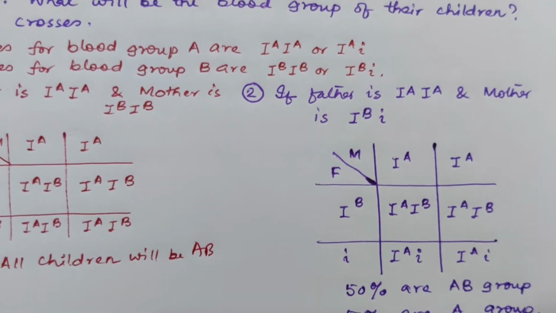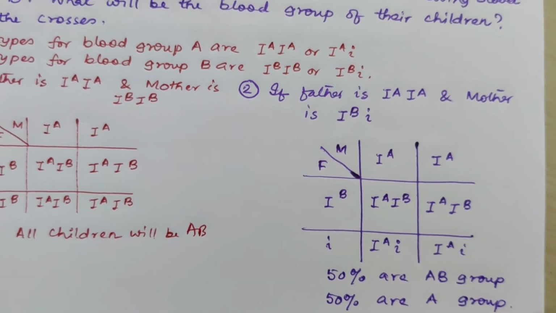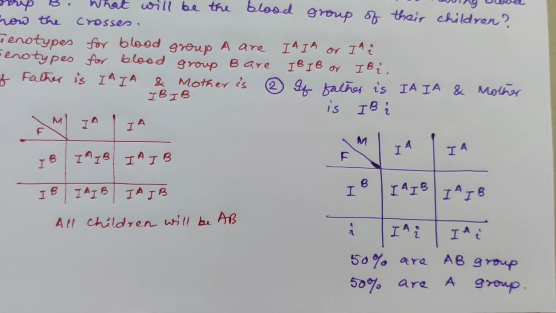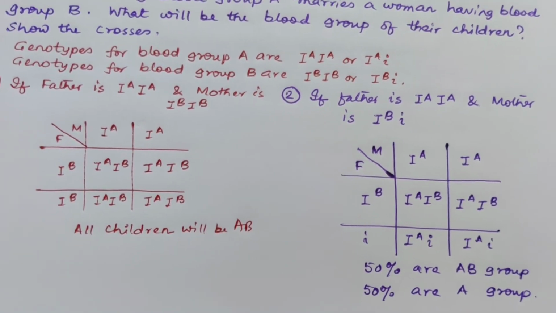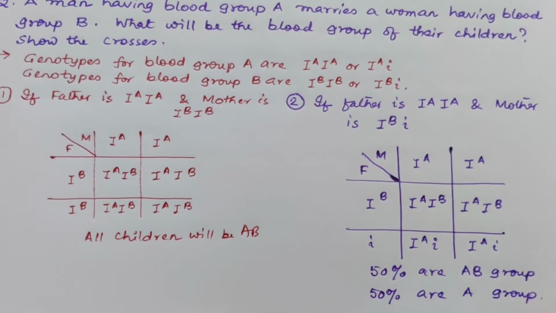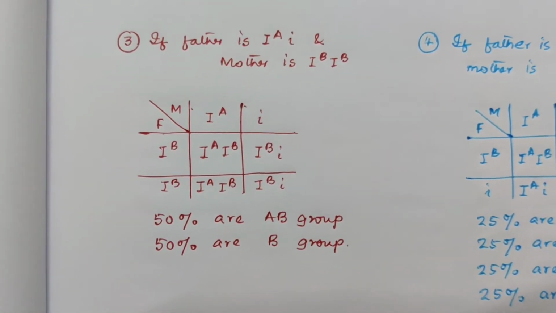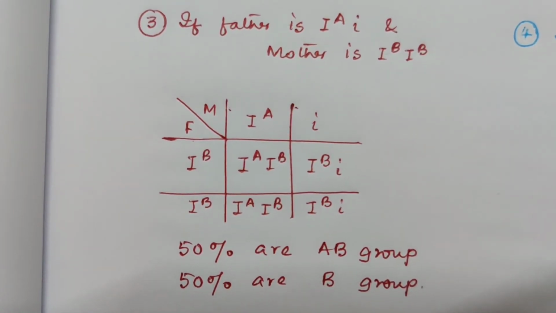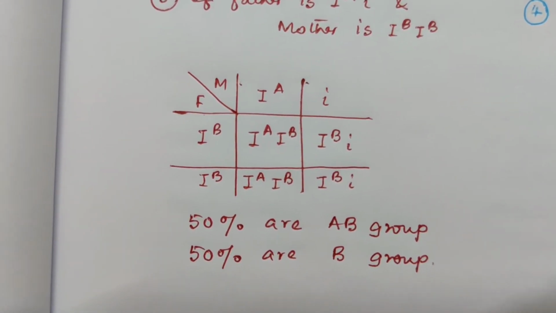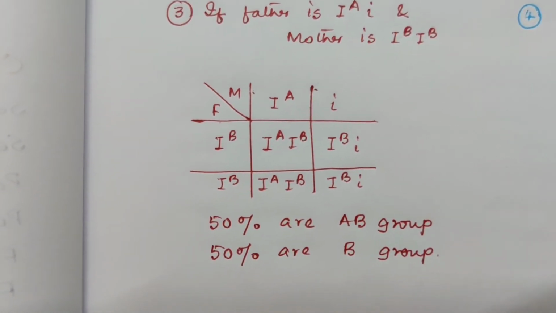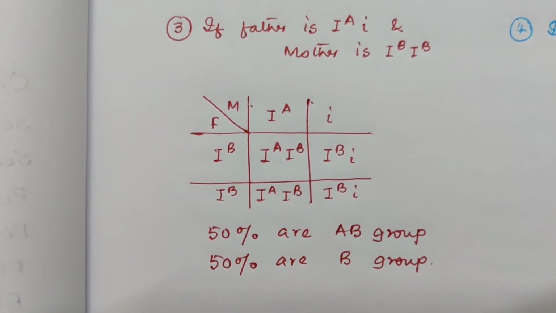In the second cross we see the father is IAIA and the mother is IBi. Then 50% of the children are AB group and 50% are A group. The third cross is if the father is IAi and the mother is IBIB, then we have 50% AB group and 50% B group.